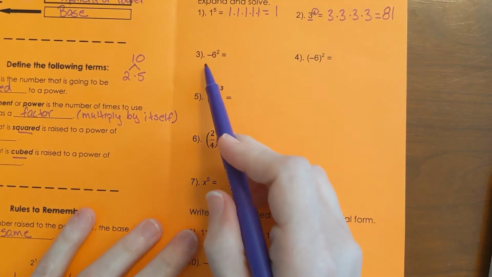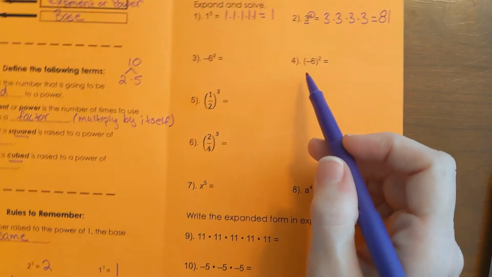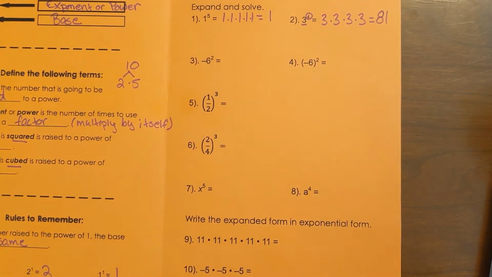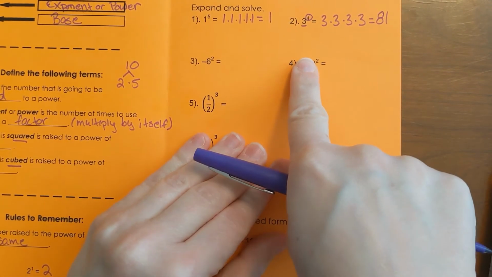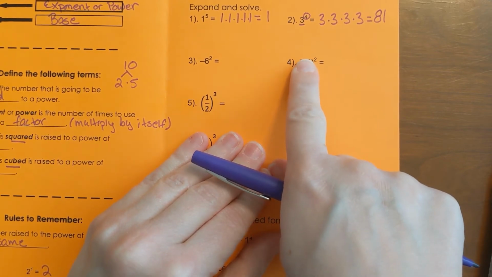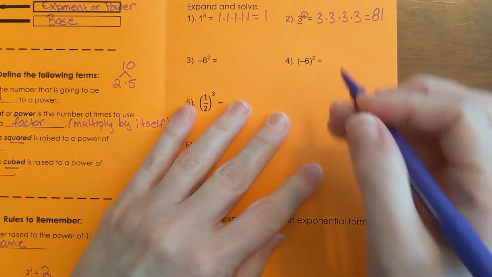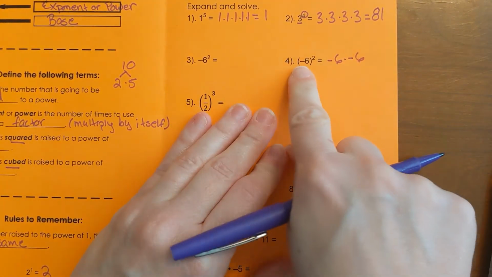Okay, so now we're going to look at the difference between parentheses and no parentheses. So let's look at the parentheses first, actually. Let's look at number 4. So this is saying to take -6 and square it. So it's saying to take this stuff, I don't care what's inside my parentheses, and use it as a factor, or multiply by itself, 2 times. So let's do that. That's -6 times -6.